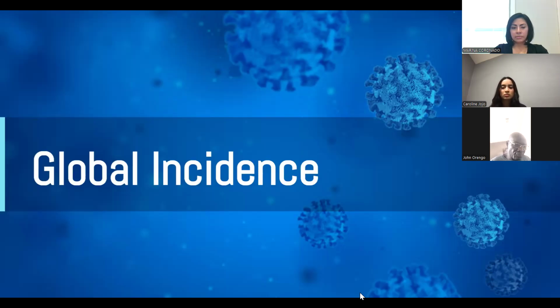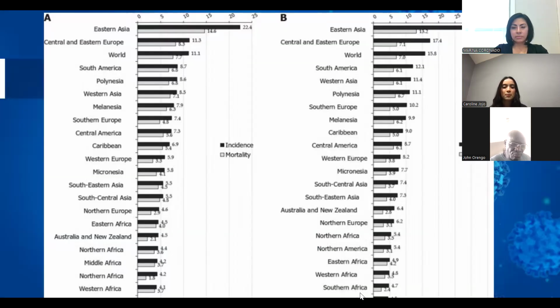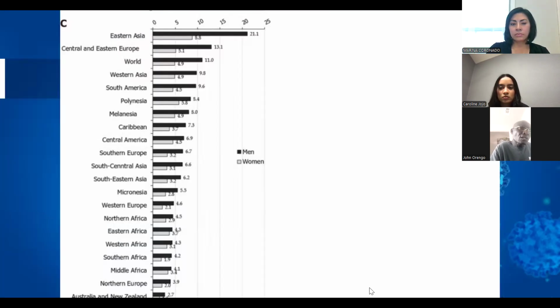And as I go to the presentation of the graphs, we have three graphs, and the first graph depicts the general incidence and mortality rates for both men and women globally to be about 11.1%. And the second graph depicts the incidence rate for men and women globally, whereas the third graph shows the mortality rate of men and women globally.